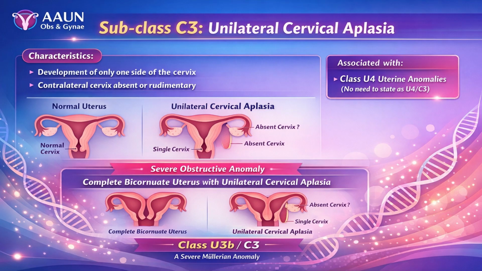Subclass C3 is unilateral cervical aplasia, which is characterized by the development of only one side of the cervix. Contralateral cervix is either absent or rudimentary. It is associated with a class U4 uterine anomalies. This represents a severe obstructive Mullerian anomaly. There is complete bicornuate uterus with unilateral cervical aplasia.